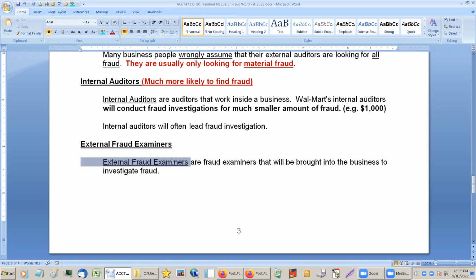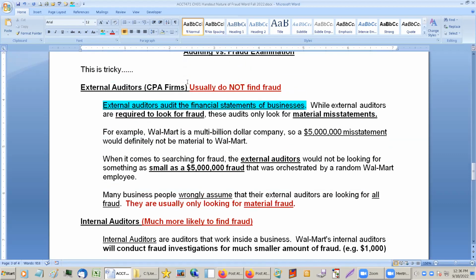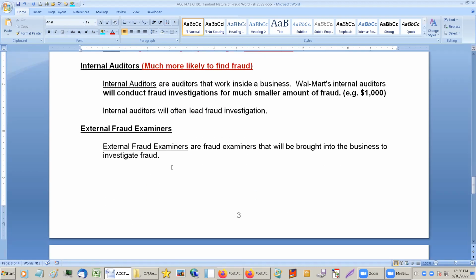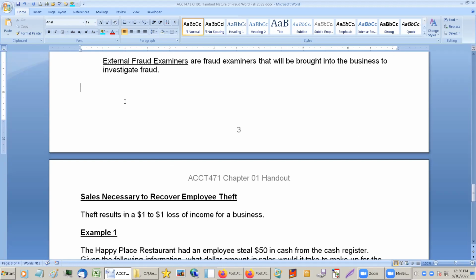External fraud examiners are fraud examiners that we brought into business to investigate fraud. So it is possible, especially if you find out that there is a fraud, you might bring someone in from the outside, just because it will be possibly easier to do it with people from the outside than people on the inside. Especially if you don't know exactly who's involved in the fraud. Okay, so external auditors, CPA firms usually don't find fraud. Internal auditor is much more likely.